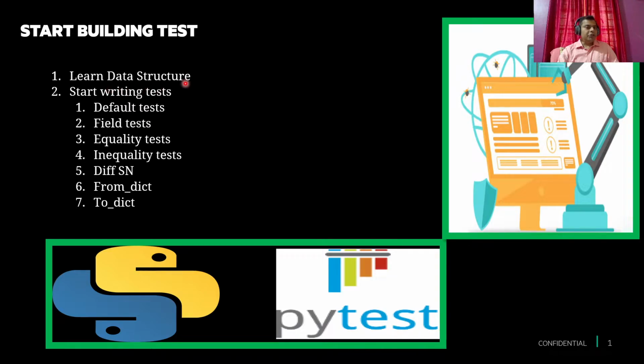Today we'll be talking about how we can start building test cases. We will cover the data structure and then we'll be seeing how we can start adding the test cases. We will be adding very basic test cases: testing the default data, then verifying the field data, equality, inequality, comparing the serial number, and then having a couple of tests around the methods.